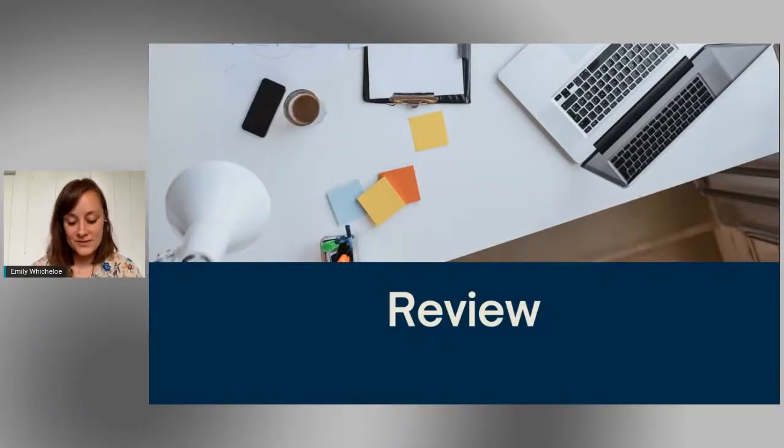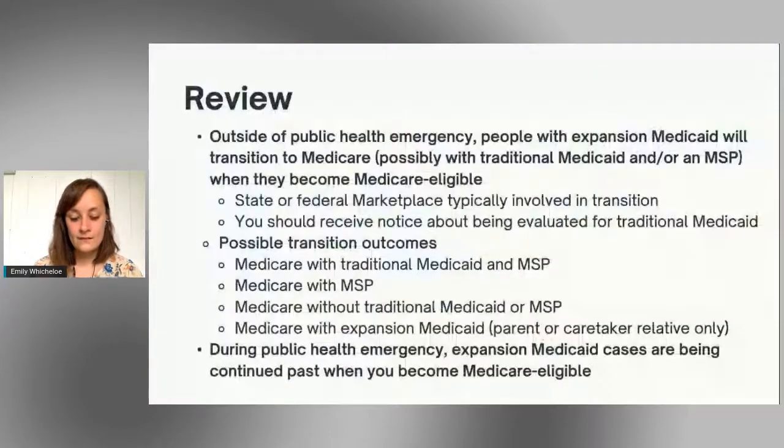That concludes this portion of the presentation, so now let's review what you learned. First, we talked about how, outside of the public health emergency, people with expansion Medicaid will transition to Medicare, possibly with traditional Medicaid and/or an MSP, when they become Medicare eligible. Your state or federal marketplace should typically be involved in the transition, and you should receive notices about being evaluated for traditional Medicaid. There are 4 possible transition outcomes to going from expansion Medicaid to Medicare.